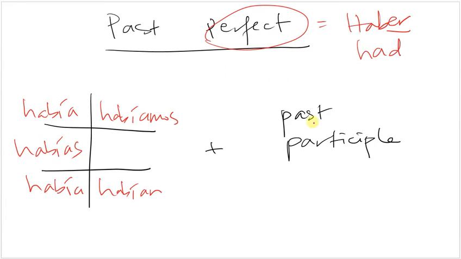And because it's the perfect tense, it's always going to be followed by the past participle, which, as you remember, is the ado or ido, but always there are the irregulars, like abierto, puesto, hecho, dicho. All of those irregulars you're going to have to remember.